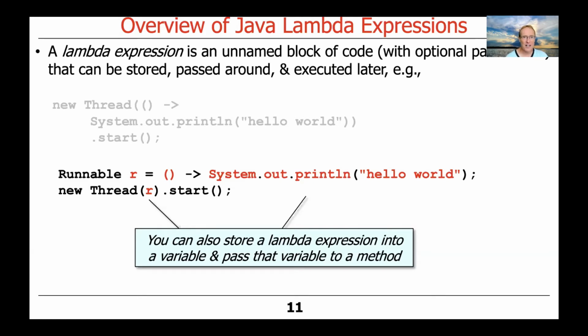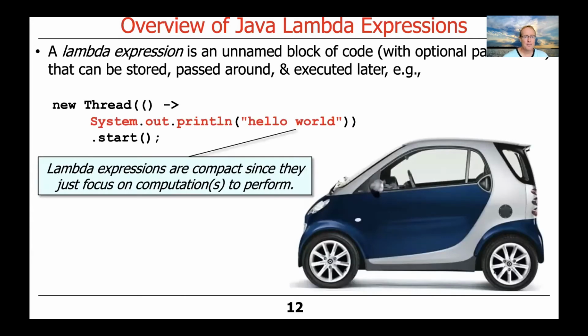So kind of going back to the original definition, it's an unnamed block of code that can be stored. Here we're storing it in a parameter called R. We're passing it around as a parameter to Thread, and then we're executing it later in the context of the new thread once the thread has been started. So that's just showing that you can pass these things around as parameters.